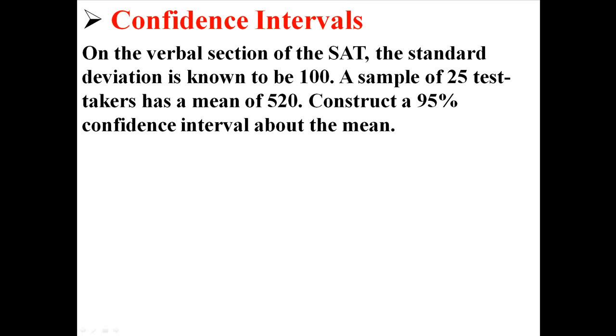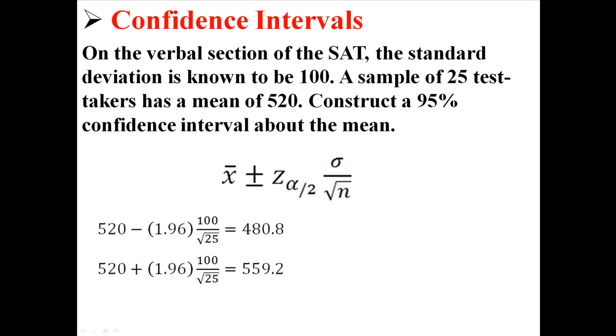On the verbal section of the SAT, the standard deviation is known to be 100. I don't know if that's actually true or not, I just made it up. So a sample of 25 test takers has a mean of 520. Construct a 95% confidence interval about the mean. So here is our equation for the confidence interval. And I'm just going to plug things in.